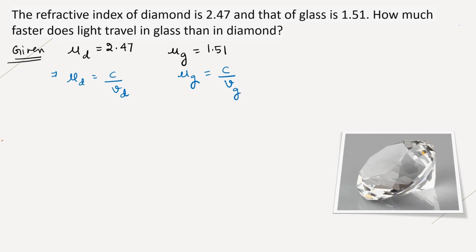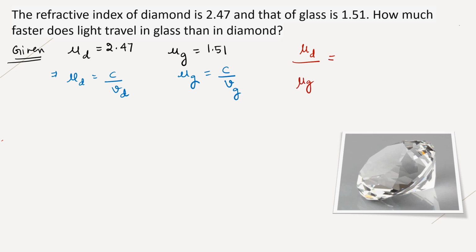Now since we have understood that, and what they are asking in the question, how much faster does light travel in glass than in diamond, I am going to do an interesting thing. I am going to take the ratio of the refractive index of diamond with the refractive index of glass, and let's see what happens.